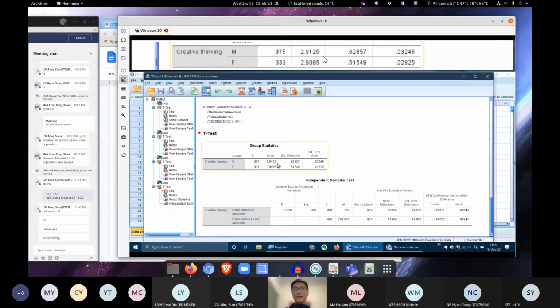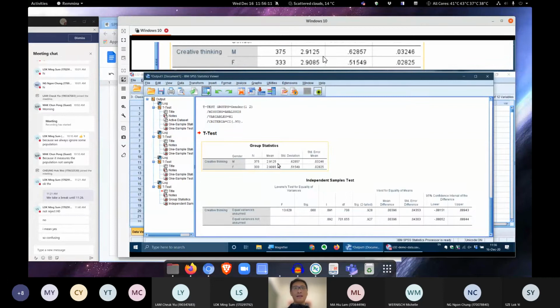Now, let's just look at the sample mean here. The male students, their mean creative thinking score is 2.9125. For the female students, the score is a little bit smaller, 2.9085. So my question is, given these sample statistics, can we conclude that the two groups of students actually have the same population mean in creative thinking?